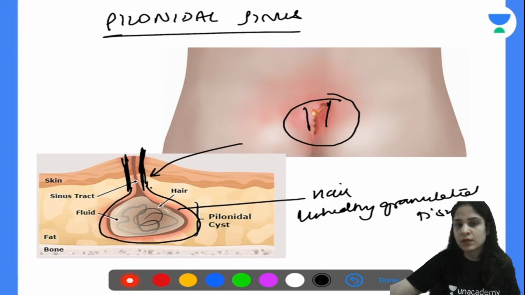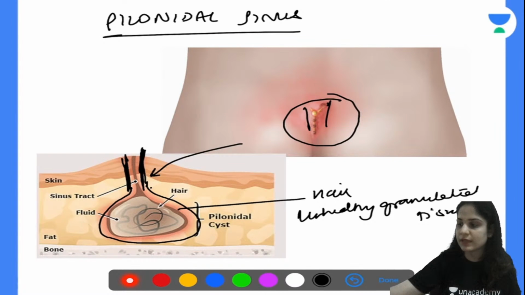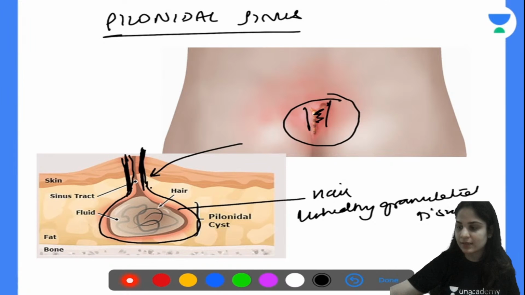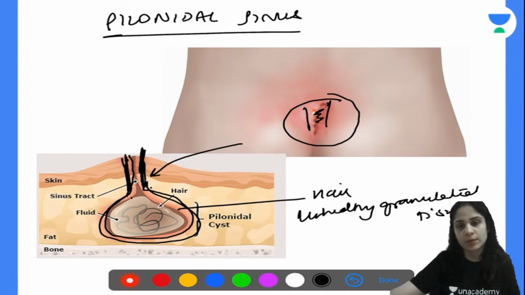Now, why does this tract form? You will see that this is present in very hairy men, especially those who have a lot of hair in the intergluteal cleft. The hair will burrow a hole inside, like this tract, and it will sit in this cystic space. This hair can get secondarily infected. That is the problem that we have: this sinus gets infected, the hair gets infected, and this can lead to a problem in the patient.